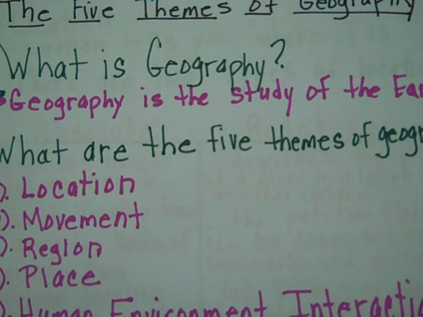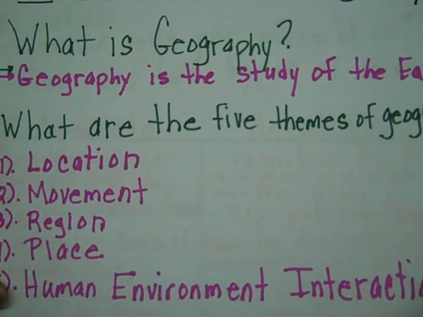Why do we study geography? Because it affects where people live, it affects how people live, and it affects the outcome of different events. In a word, it helps us to understand the culture of a place. There are 5 themes of geography: location, movement, region, place, and human-environment interaction.